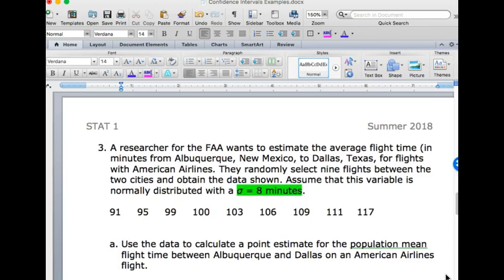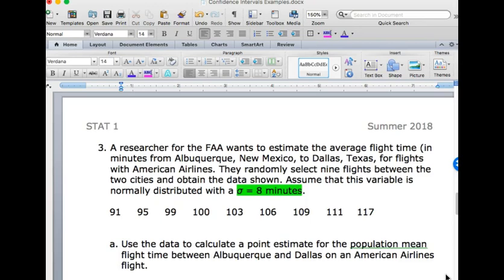So number 3, a researcher for the FAA wants to estimate the average flight time in minutes from Albuquerque, New Mexico to Dallas, Texas for flights with American Airlines. They randomly select 9 flights between the 2 cities and obtain the data shown. Assume that this variable is normally distributed with a population standard deviation, sigma, equal to 8 minutes.